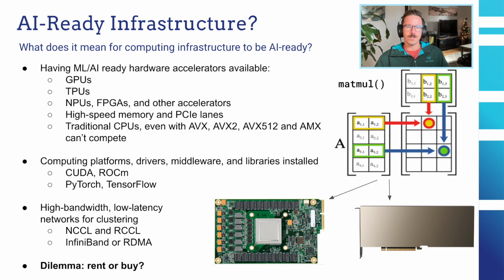So what makes infrastructure AI ready? It means your infrastructure needs to do a lot of math really, really fast, specifically matrix multiplication operations. And it needs to do these operations in parallel very, very quickly. Traditional general-purpose CPUs are ineffective for this task. They simply weren't designed for it. That's why auxiliary purpose-built accelerators are needed. You also need high-speed memory, a lot of PCIe bandwidth to shuttle data in and out of the accelerators. Sitting on top of this hardware, you need the computing platform software, including drivers, middleware, and libraries.